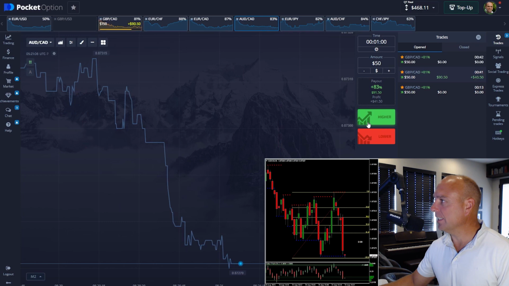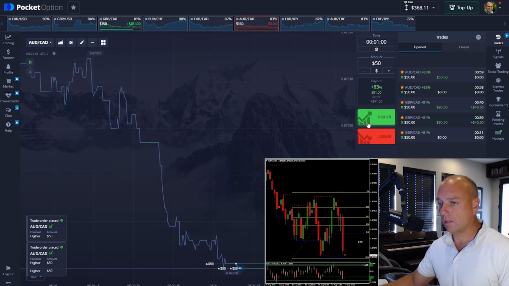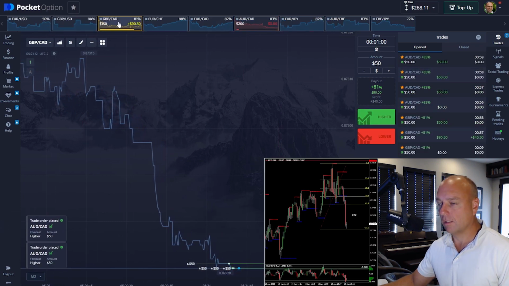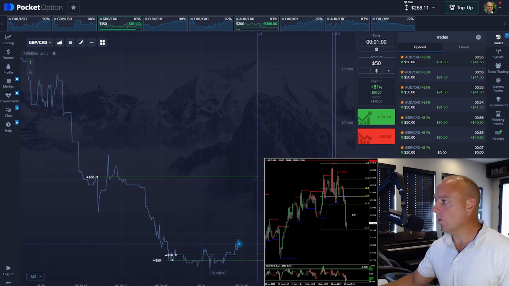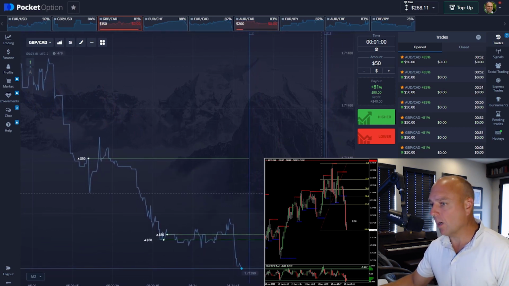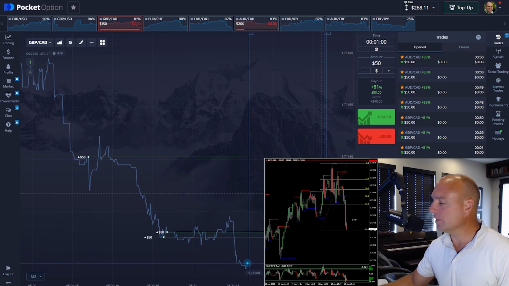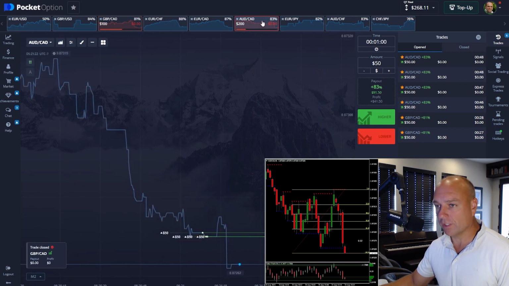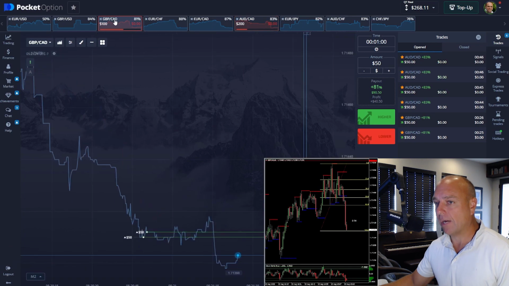Pound USD also. Okay. So Aussie CAD came down to a nice support. So I moved over to Aussie CAD. I took a couple of good entries on Aussie CAD, which I felt were good entries, but we are out of the money on those.